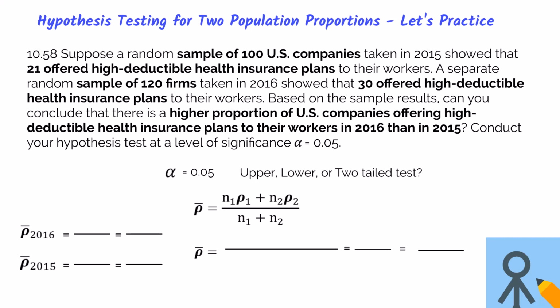Based on the sample results, can you conclude that there is a higher proportion of US companies offering high deductible health insurance plans to their workers in 2016 compared to 2015? Conduct your hypothesis test at a level of significance of 0.05.